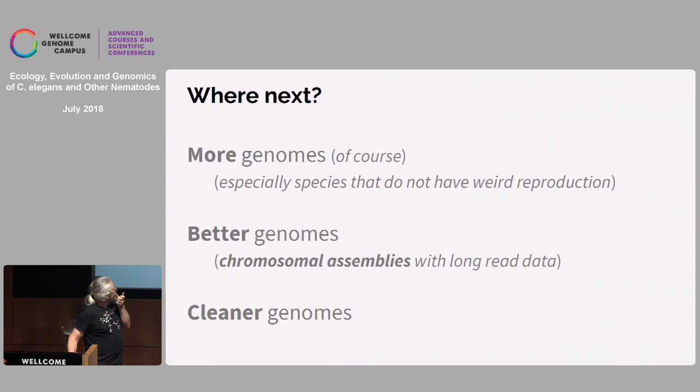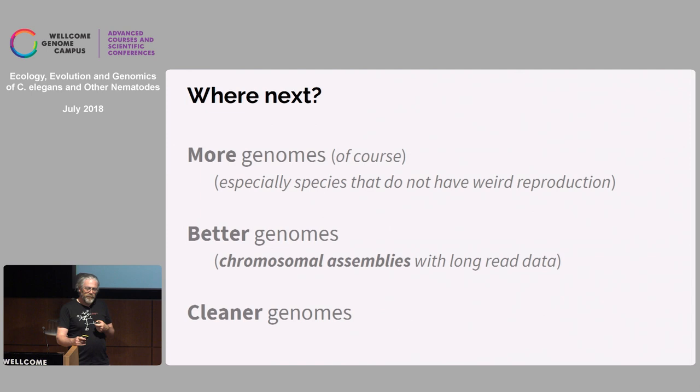So what do I recommend we do next? The first one is that we sequence more genomes, of course. Not only of Caenorhabditis to finish this Caenorhabditis clade, but also more genomes across the tree. One of the issues with some of the sequencing we've done so far is that we've either sequenced parasites, which is very important because they kill humans and plants and our domestic animals, or we sequenced free-living nematodes which have weird sexual behavior. So they're either parthenogens or they have some other strange piece of sexual biology, which means that we don't expect their genomes to really be representative of genomes as a whole.